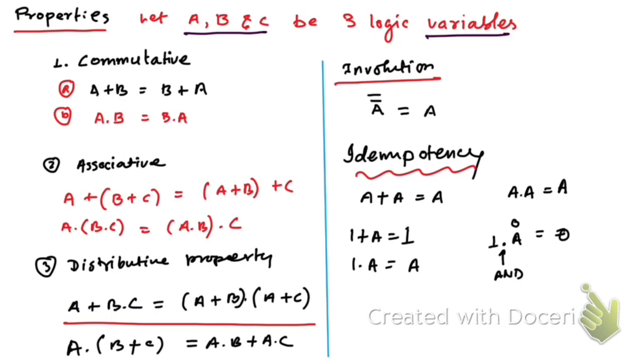That means if you put 1, then it's going to be 1. So that's why 1 dot A, we can write A. So hope you have understood this.